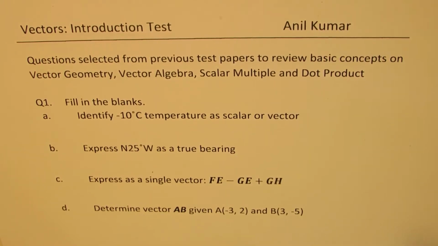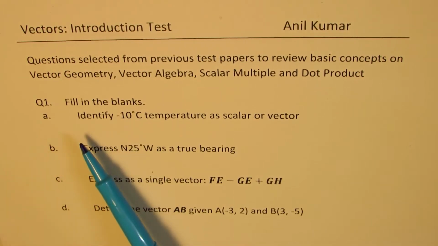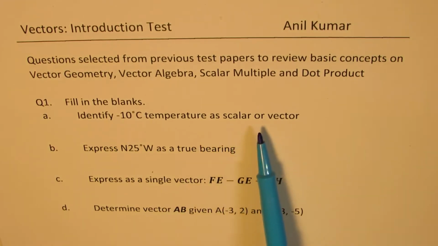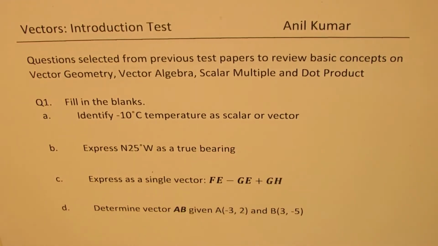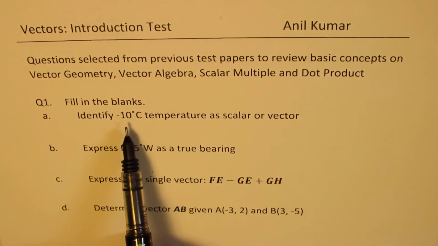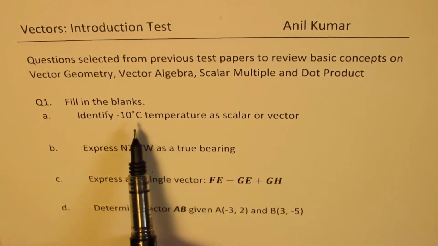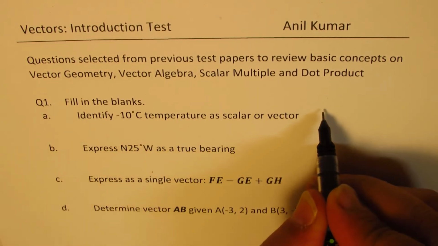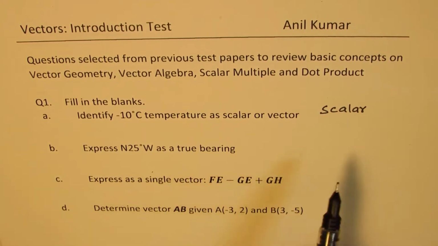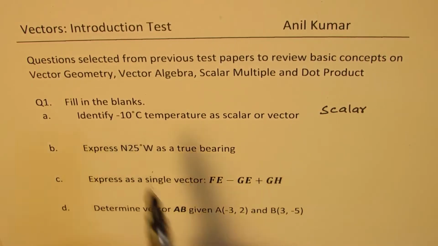Let's begin with question number 1, which is straightforward. Fill in the blanks. Identify minus 10 degrees Celsius temperature as scalar or vector. Now, we do have positive and negative signs for temperature, but that does not give you direction. So whenever we talk about temperatures, it is a scalar quantity. Very important to remember, as sometimes students think this is a vector, which is not true.